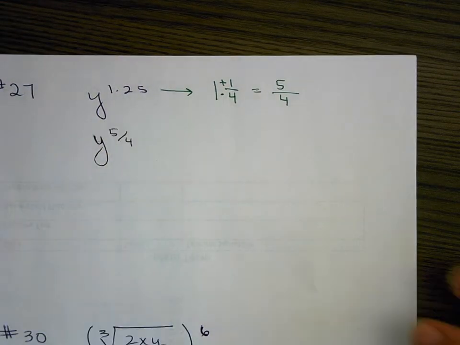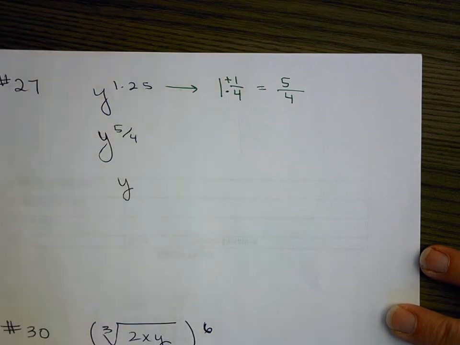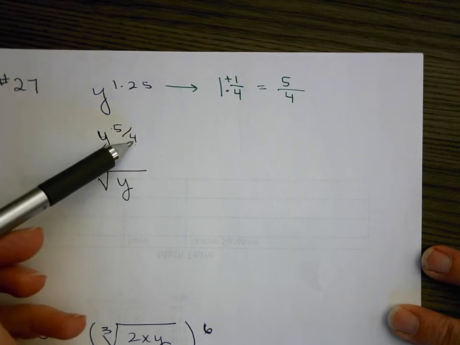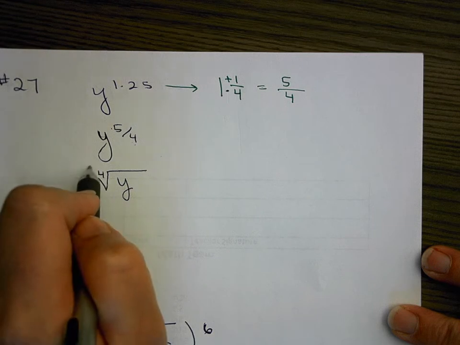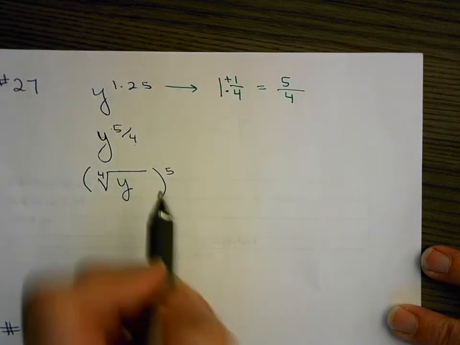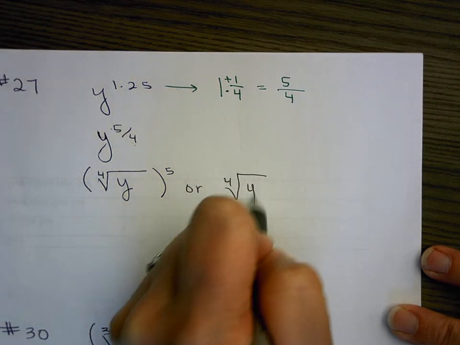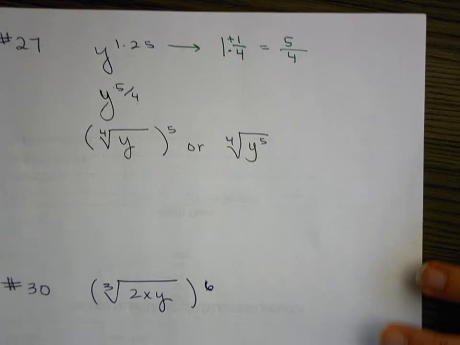And so for here, rewriting it, my base is y, and then I'm going to put it into radical form. So this is my power, and this is my root. So the root is in the denominator, so this would be the fourth root, and then to a power of 5, right? And then that is the same exact thing as the fourth root of y to the 5th, okay? So it doesn't matter which way I write it, those are both the same.